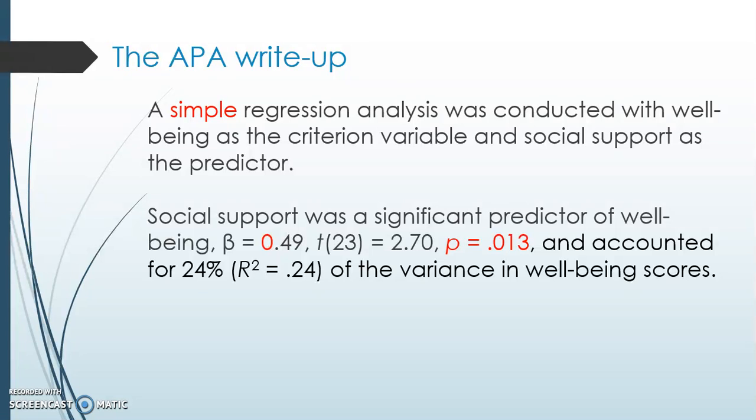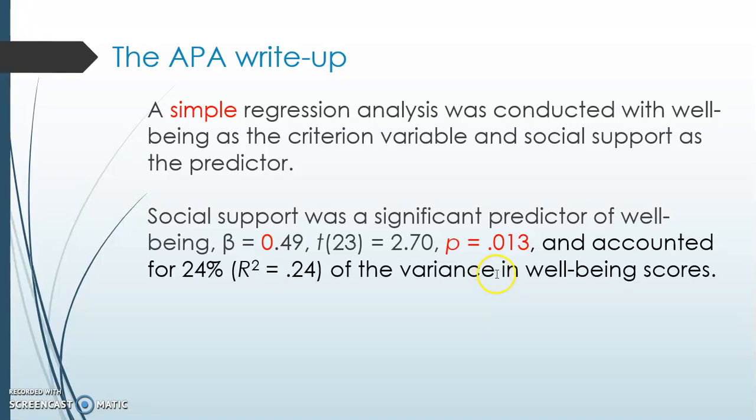So we would say social support was a significant predictor of well-being, and then we'd report the beta. Actually, Yaki does not include a digit before that, but beta weights can be more than 1, so I believe that he should have included a 0 there in front of the 0.49. And then we provide the T statistic, and remember in the parentheses here is the degrees of freedom. We had 24 individuals. We take off 1 for the comparison, so that gives us 23, and so that equals 2.70 as reported in the coefficients table.